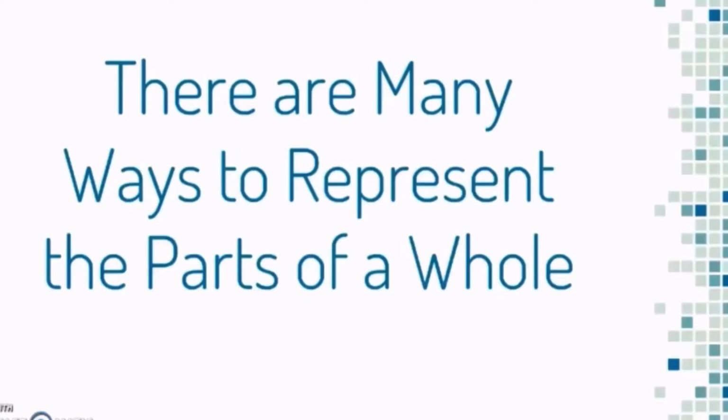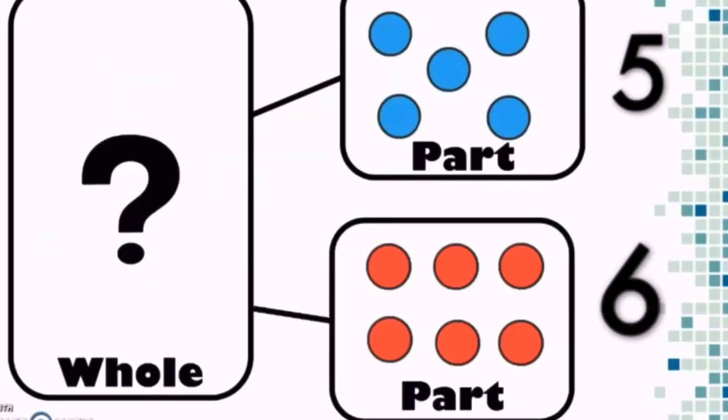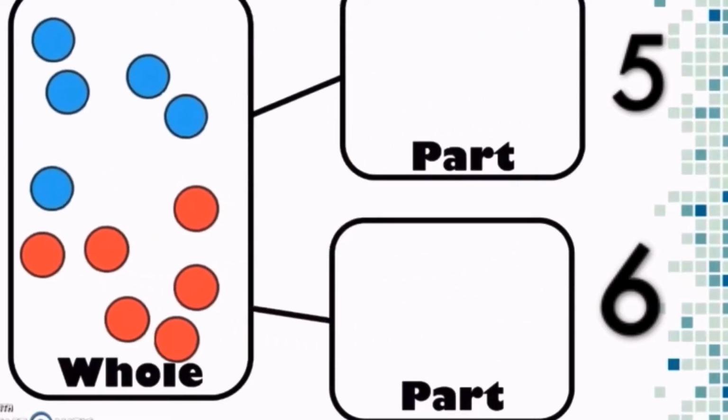So we know there are many ways to represent a part whole. Here I'm using counters. I have a part of 5, a part of 6, and I am missing the whole. All of my parts will combine to form the whole, which is 11. Let's try another one.